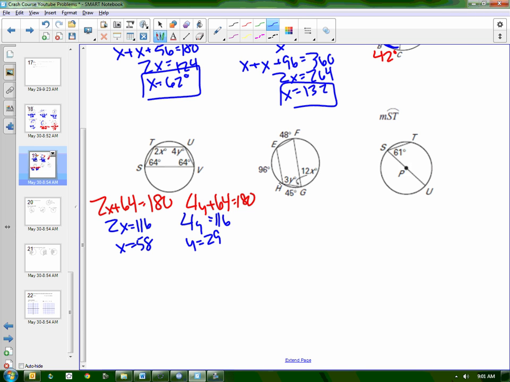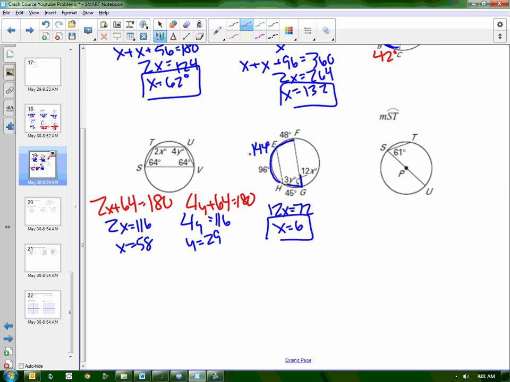Let's see, this one I'm going to have to do a little bit more work. So what I'm going to do is first solve for x. And notice how this inscribed angle opens up to form those two arcs. Those arcs add up to 144 degrees. So if the inscribed angle is half the arc, I could do half of 144 and say that 12x is half of 144, which is 72, which means x is 6.